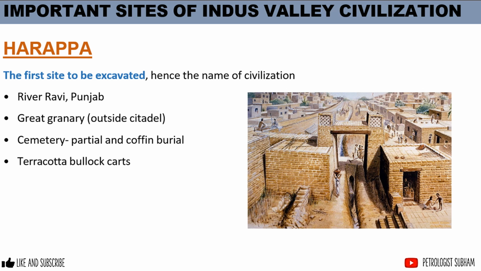Harappa, the first site to be excavated, by whom? Dayaram Sahni and M.S. Vats. Hence the name of the civilization was also given Harappan civilization. It is situated on the bank of river Ravi. A granary was also found outside the citadel. Cemetery, partial and coffin burial were also found in Harappa.